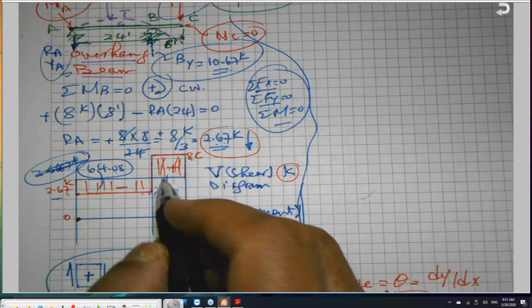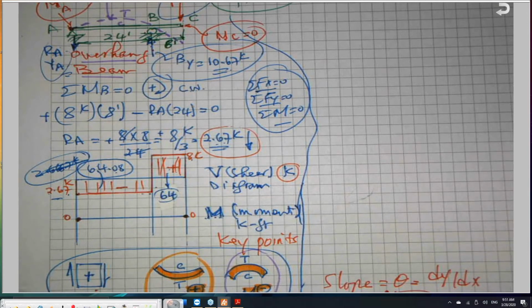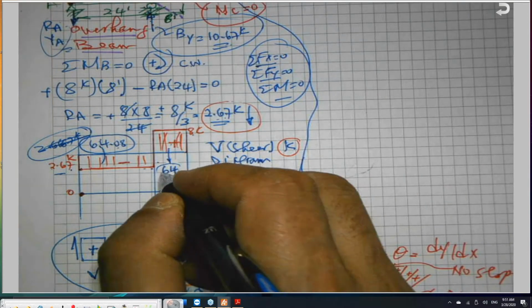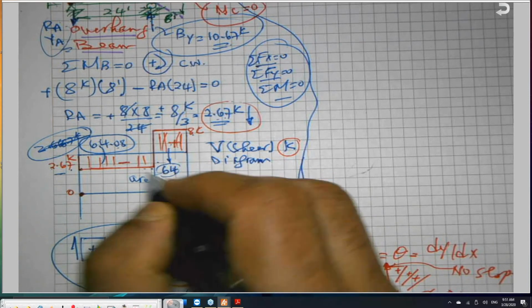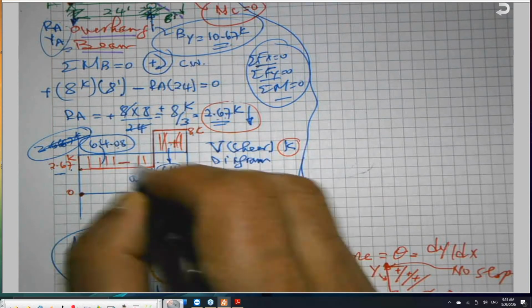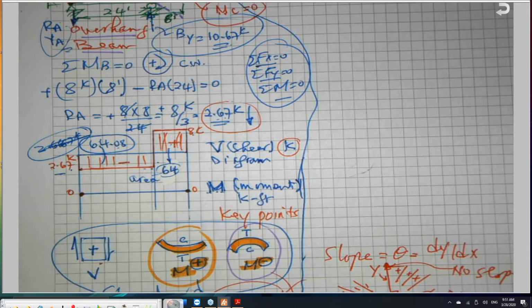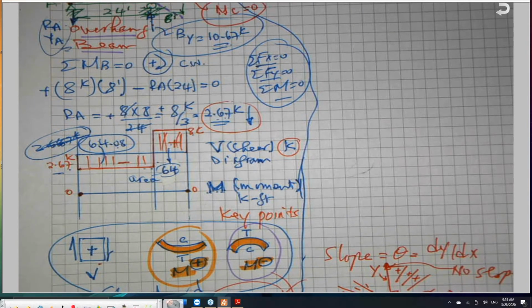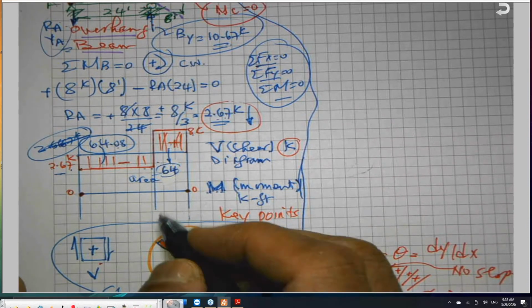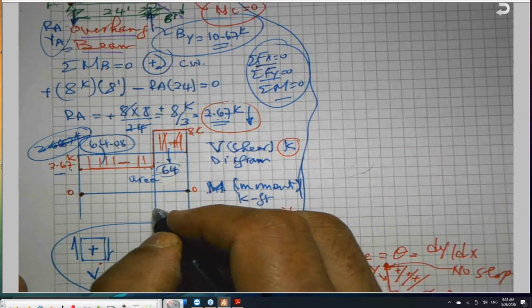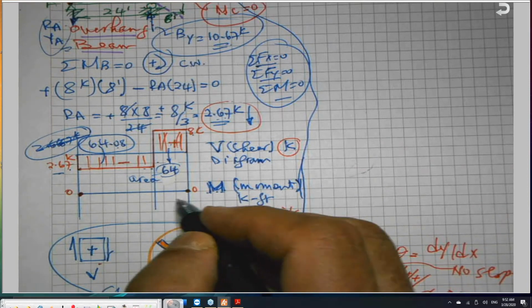This is the area under the shear diagram, and I'll tell you why I'm calculating the area. This is the area, and this is the area, which is basically the height times the base. So I have the bending moment diagram like this. And let me use a straight edge.